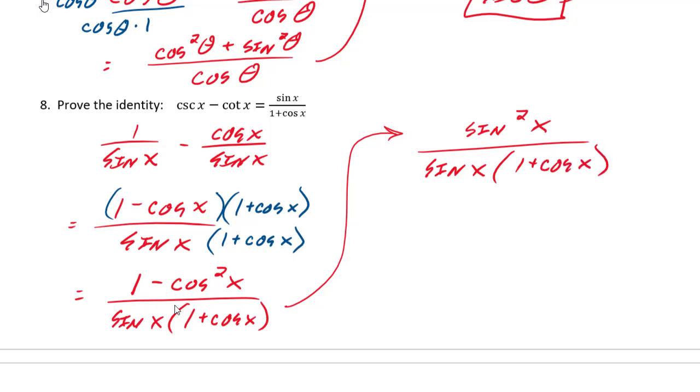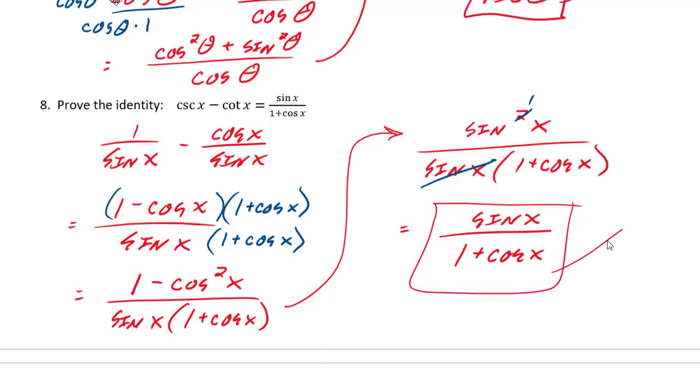And here, if I replace the 1 minus cosine squared of x with the sine squared of x, notice I now have a sine on top that can cancel with the sine on the bottom. That now leaves me a single sine of x on top over the 1 plus cosine of x that I wanted to have only on the bottom. And so that has shown that it came around full circle and turned into the right side. So that closes up the proofs for the identities as far as the approach.